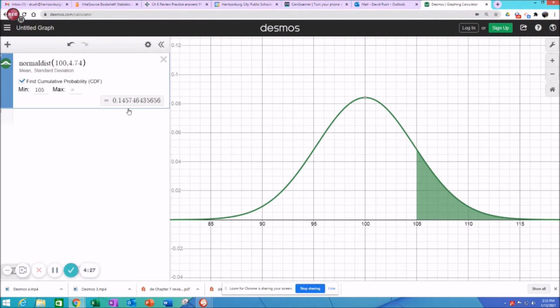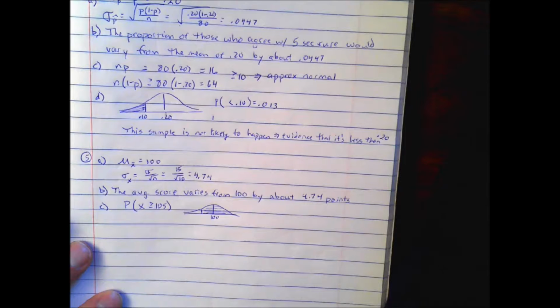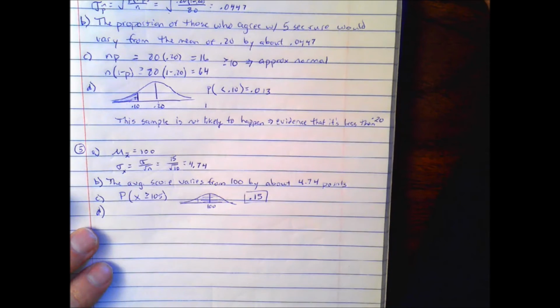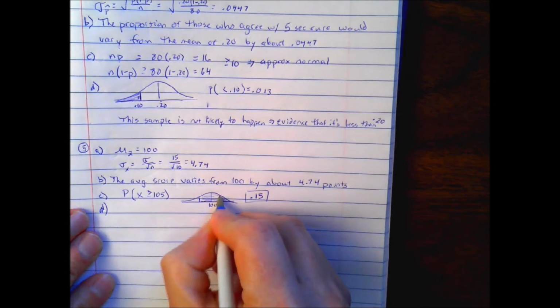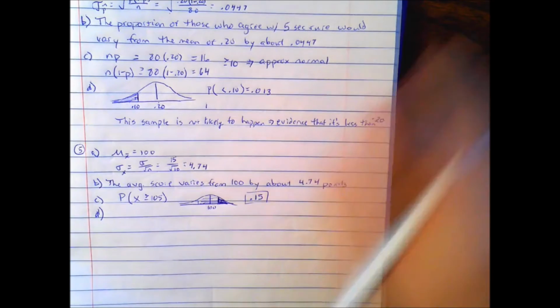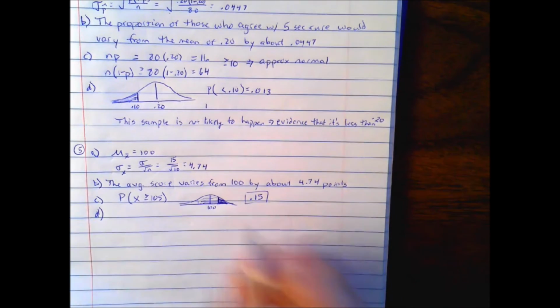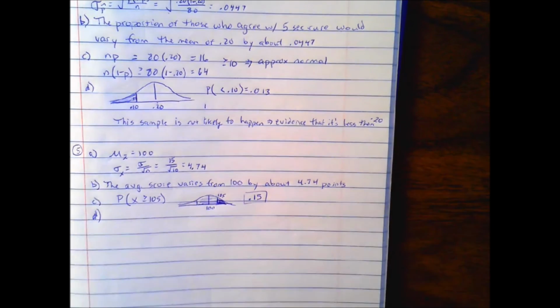And part D, okay, so we'll answer that back on the paper. Okay, so one thing I mistook, 105 would be here and above, not over here. So I just got a number line wrong, right? 105 would be there. All right, anyway, part D.